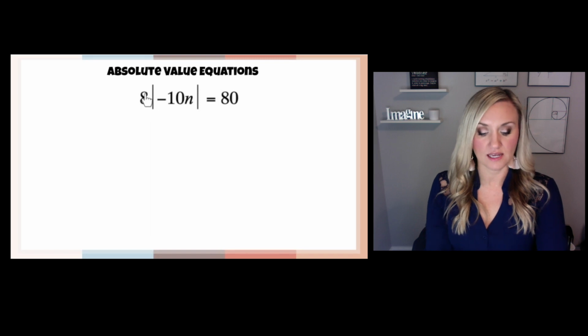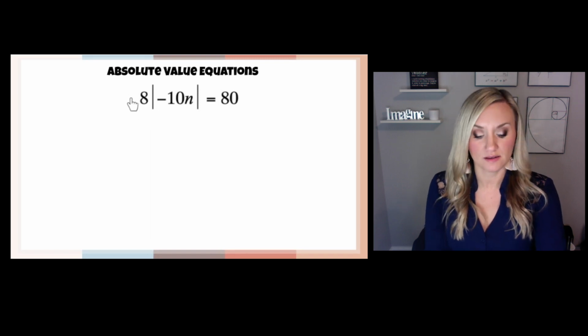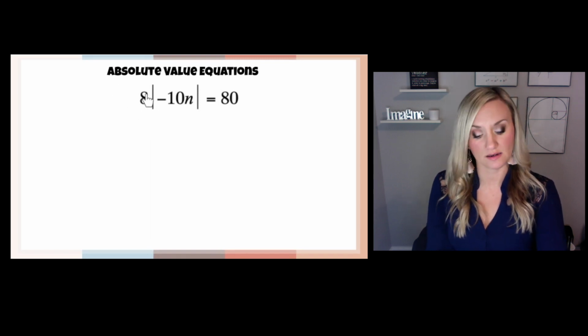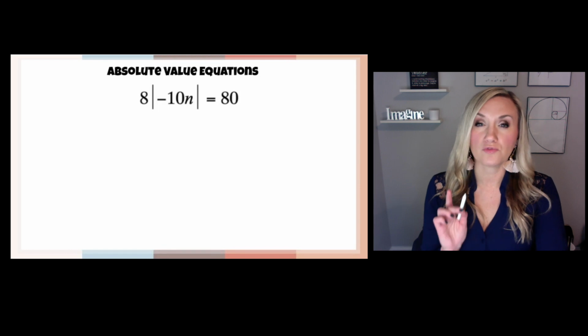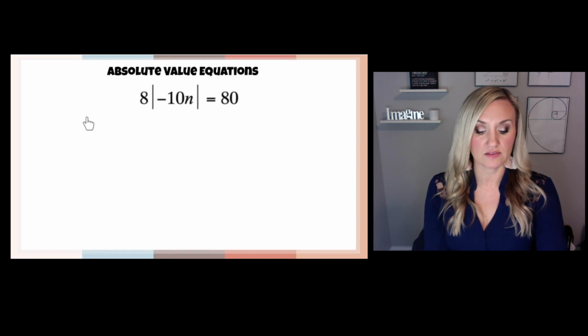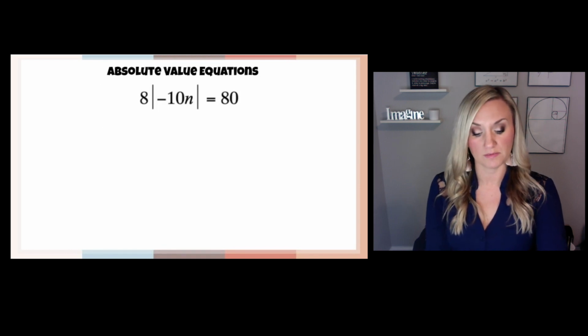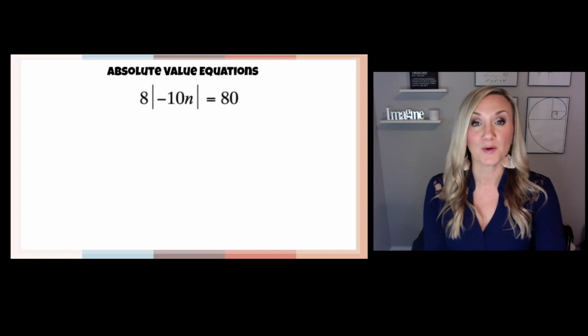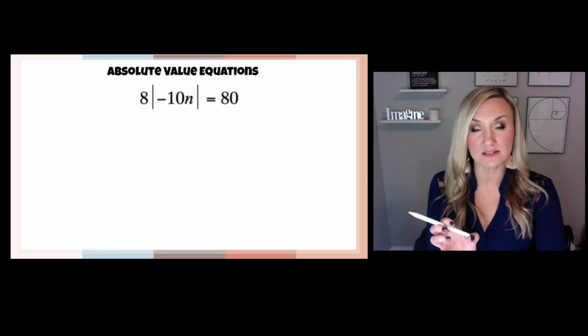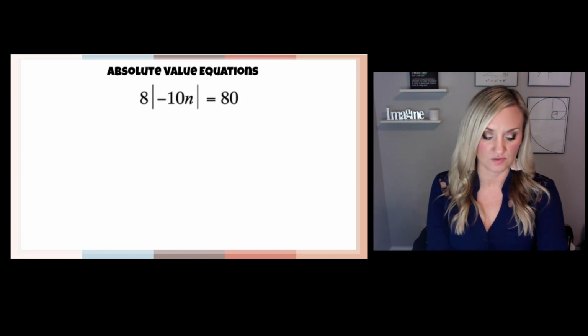Well, yeah, it's got this 8 right here, right? Yeah, there's something on the outside of the absolute value bars on that side of the equation. There's an 8 there. So very important, if you recognize that there are other parts of the problem outside the absolute value bars, we cannot break it up, unless the absolute value is isolated by itself on one side of the equation.